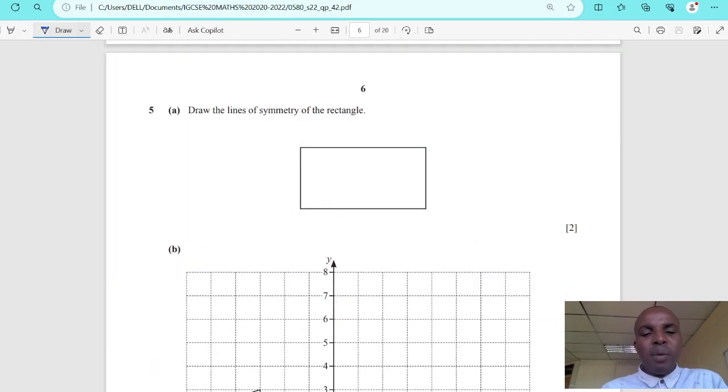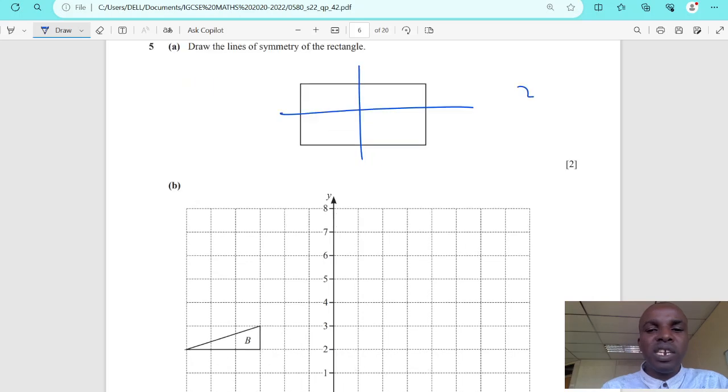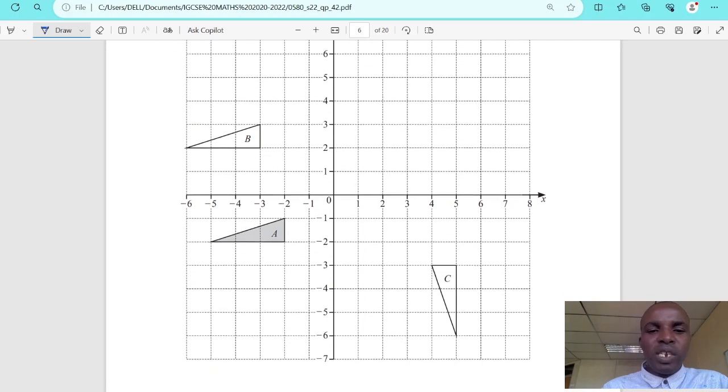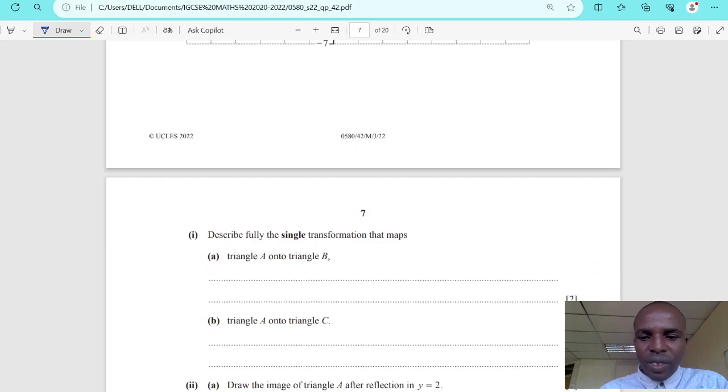Done. Next paper. This one they say draw the lines of symmetry of a rectangle. I just draw like this. These are the lines of symmetry. Just 2 lines of symmetry for the rectangle. It's not part of our transformation, however. Then next, right?